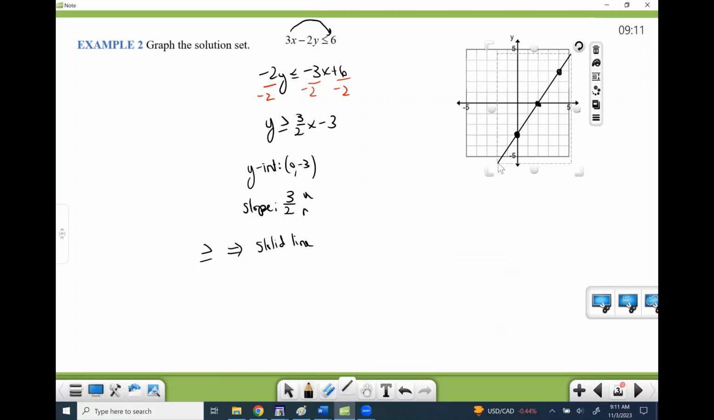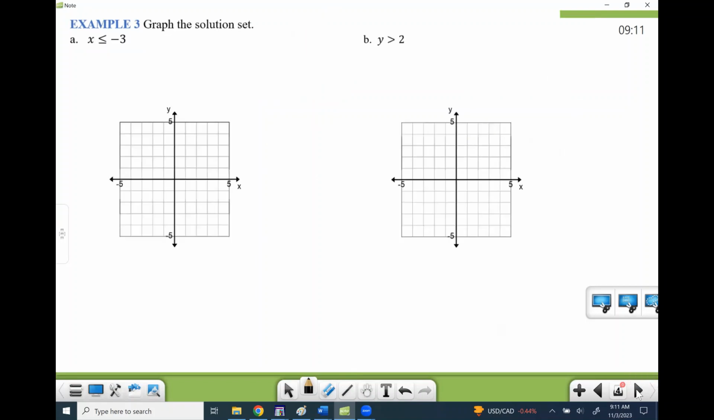Now we just have to figure out which way to shade. So if you go to where the y is isolated, you can see that it says y is greater than or equal to. Well, greater than would mean that we're going to shade above the line. All right, so above would be this way. This is me shading up. So all the points in this region and along the line this time are solutions to the given inequality.